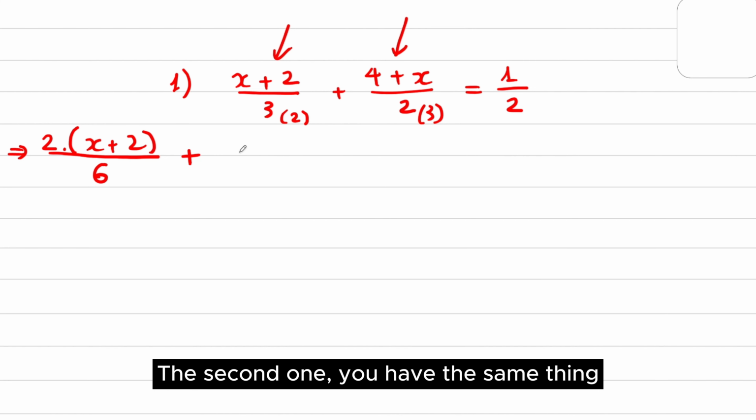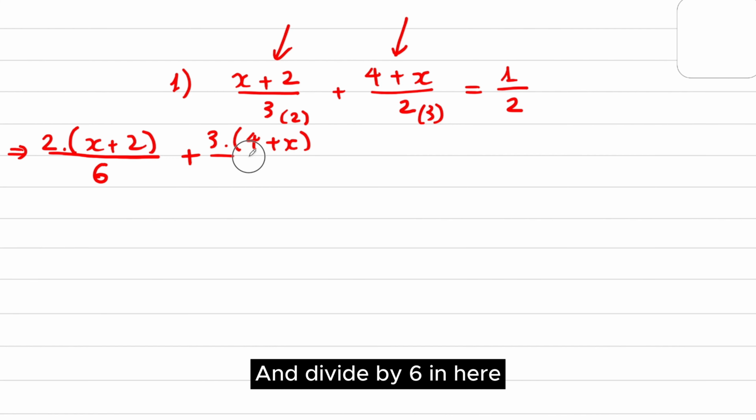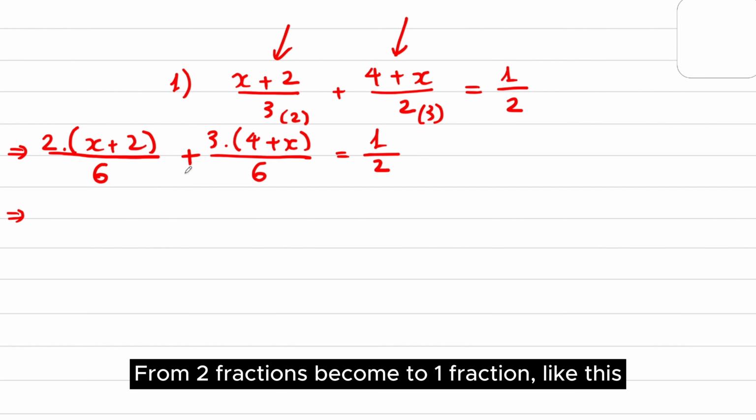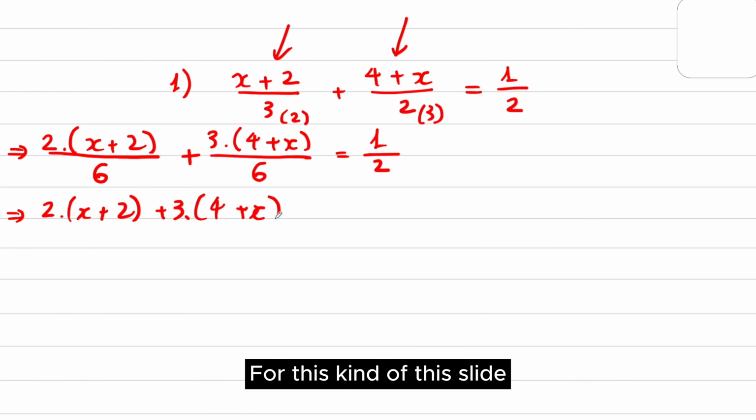The second one, you have the same thing. 3 multiply open bracket 4 plus x and divide by 6 here, and on the other side you got 1 over 2 on the right hand side. And for this one, I will combine the 2 fractions into 1 fraction like this. Step by step, I think you should be very careful about your writing for this kind of exercise. This is the hardest expression.